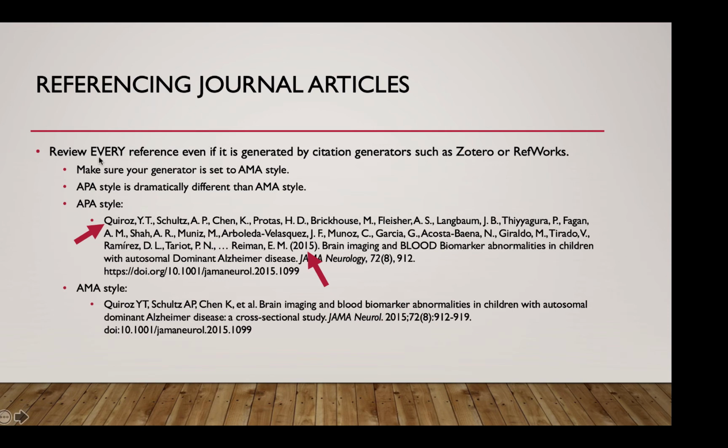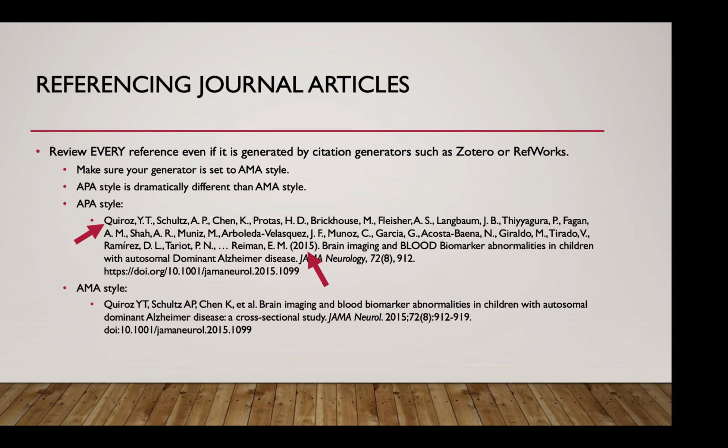And finally, review every reference, even if it is generated by a citation generator such as Zotero or RefWorks. Make sure your generator is set to AMA style. APA style is dramatically different than AMA. And I can always tell immediately if somebody has written in APA style because the author's names have the comma after them, and then the periods after the initials, and then there's usually, in APA style, the dead giveaway: there is a date directly after all of the author's names.